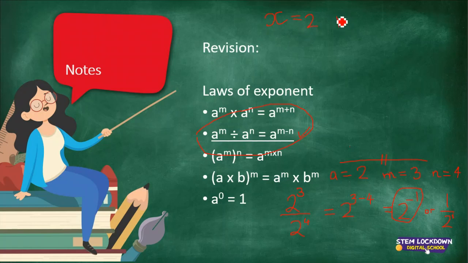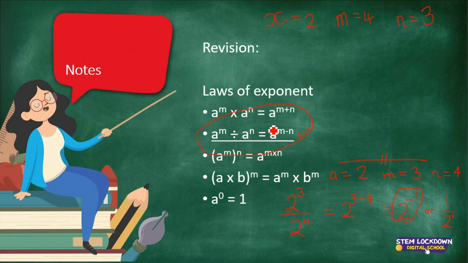And M, let's say M is 4. I could have chosen any number, but I like to work with simple numbers. And N, let's say N is equal to 3. Now, according to the rule, A to the power M divided by A to the power N is equal to A to the power M minus N.